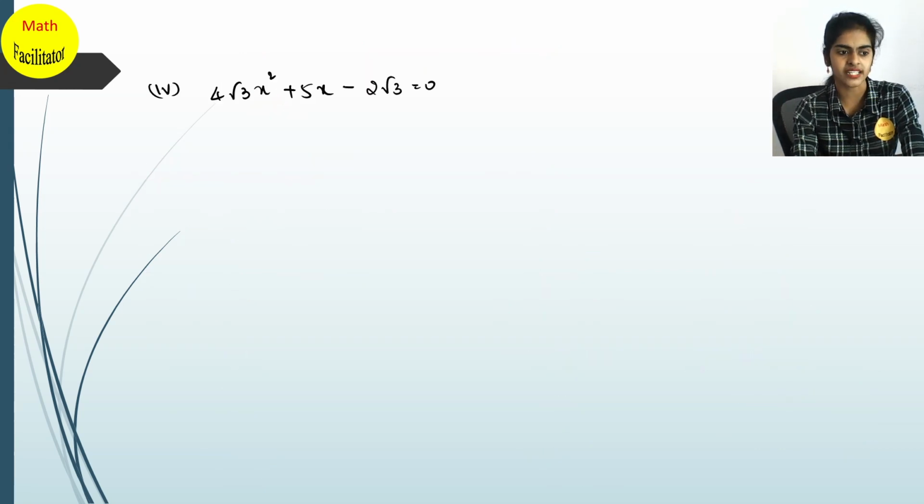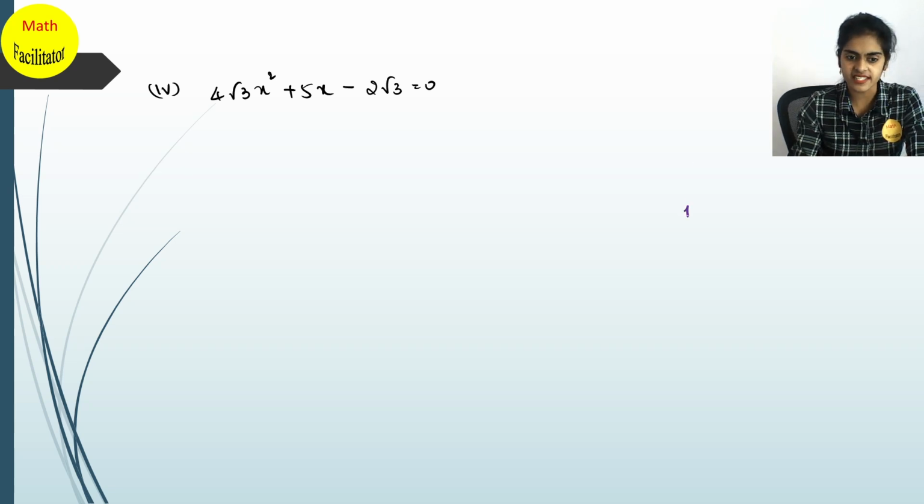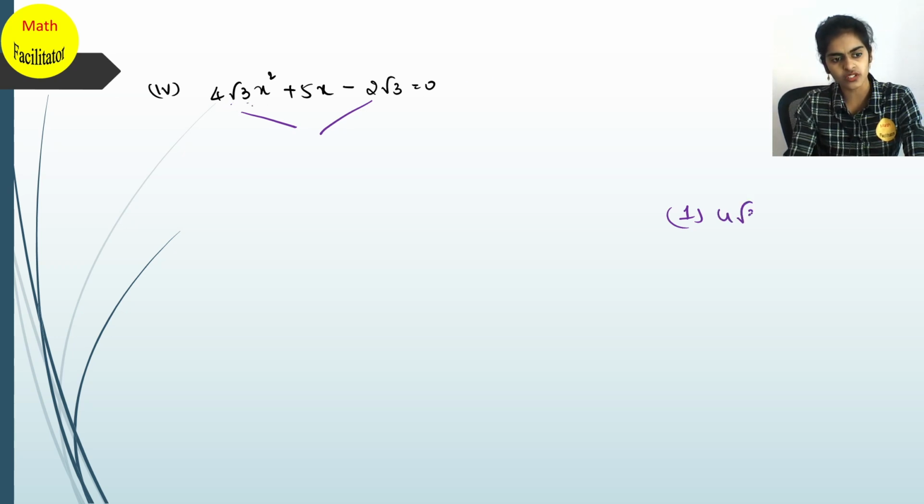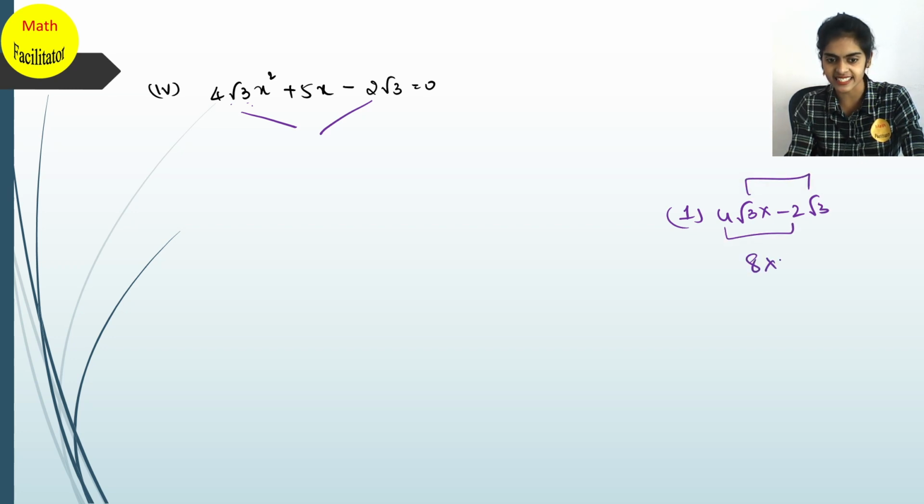Clear? So next question, 4 root 3 x square plus 5x minus 2 root 3. Again the first step is the same. What is the first step? You will take the product of x square coefficient and the constant. So 4 root 3 into minus 2 root 3. 4 2s are 8, root 3 into root 3 is 3, isn't it? So 8 3s are 24, కానీ మీకు ఒక minus ఉంది, so minus కూడా వస్తుంది. Okay, so 24 factors are what?